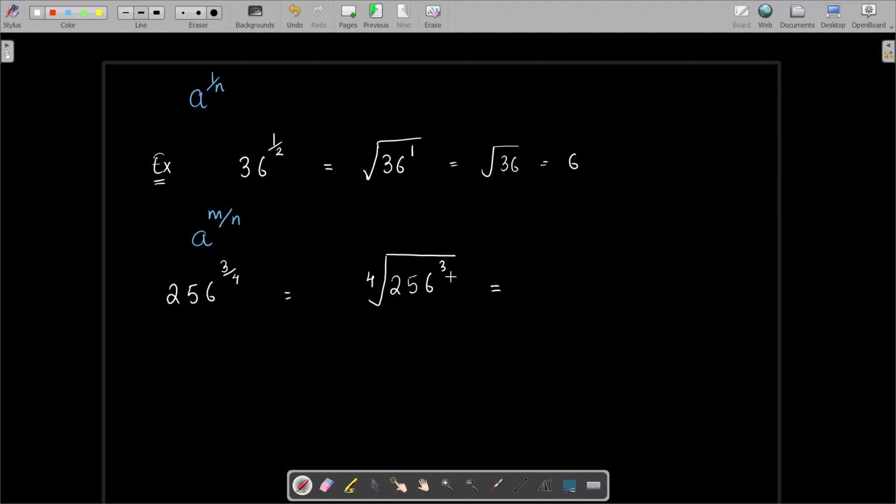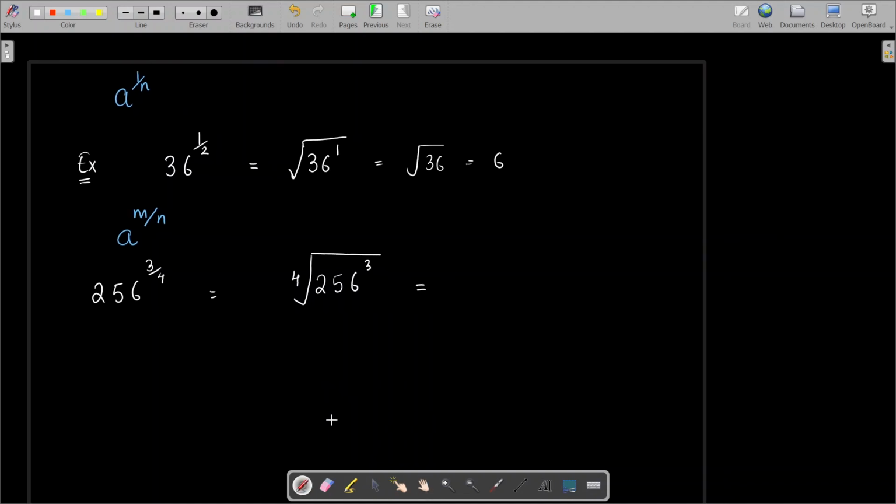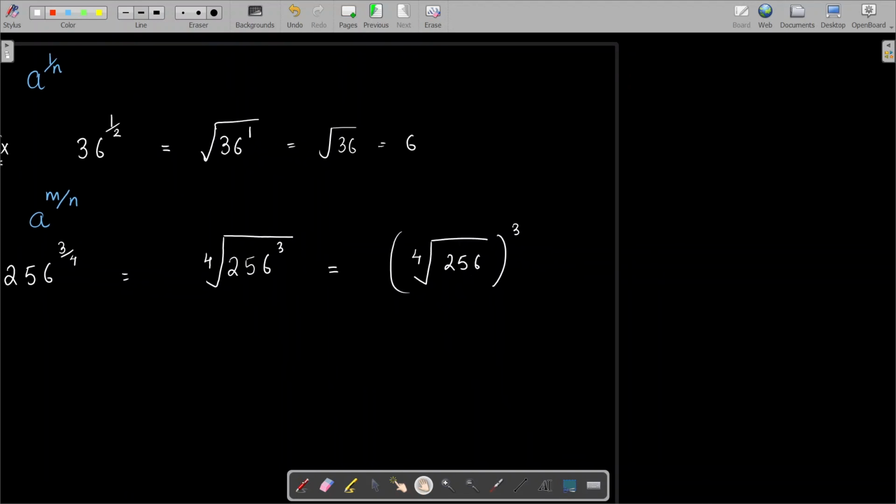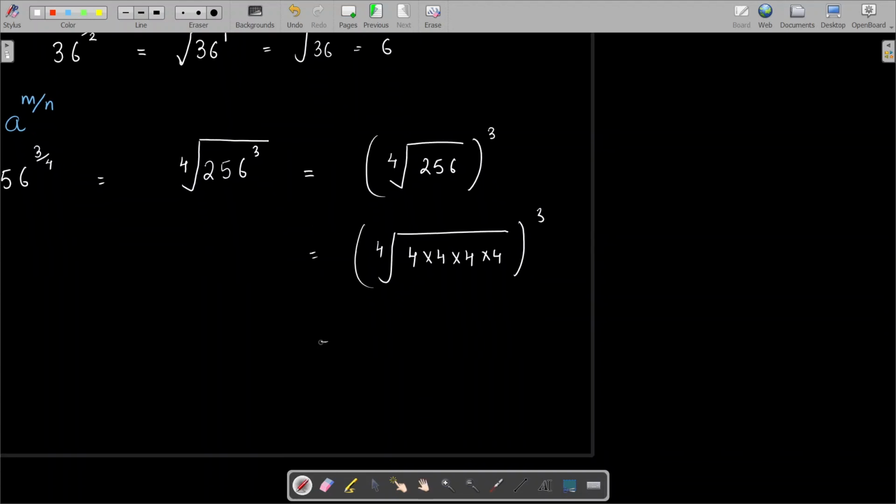Now I can also write it as 256 inside the radical and everything raised to the third power. Now you know that 256 is actually 4 times 4 times 4 times 4 times 4. This is actually 4 raised to 4. So this gives me 4, and raised to 3, that gives me 64.